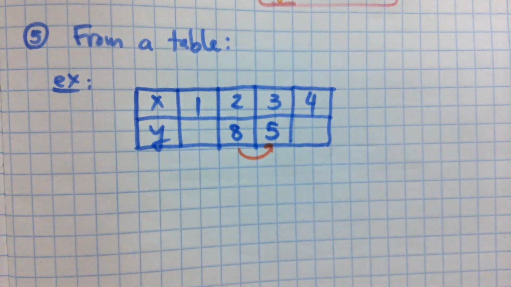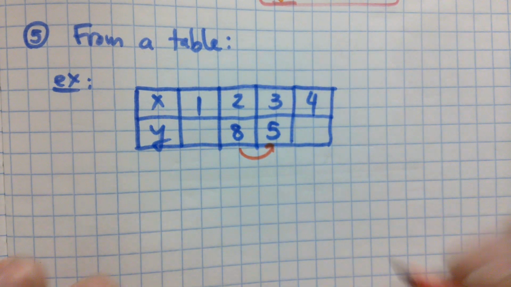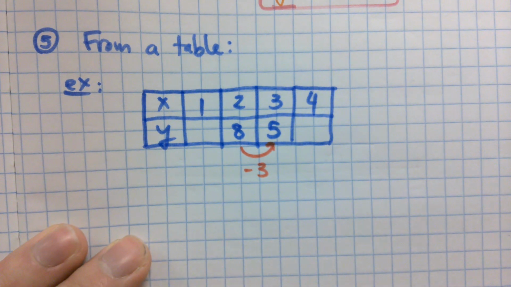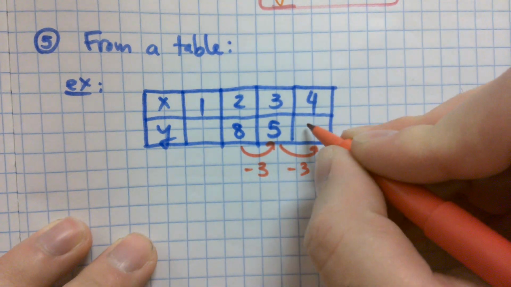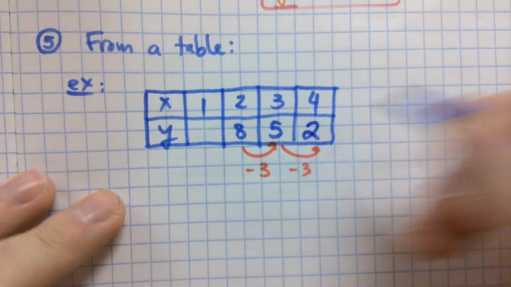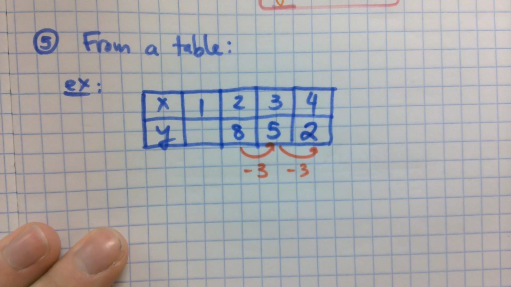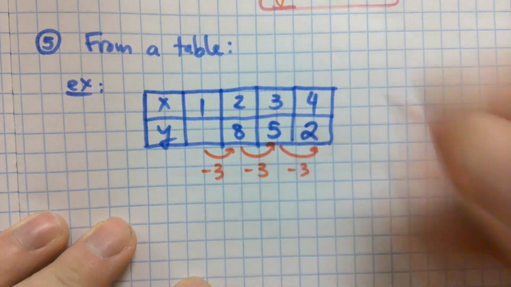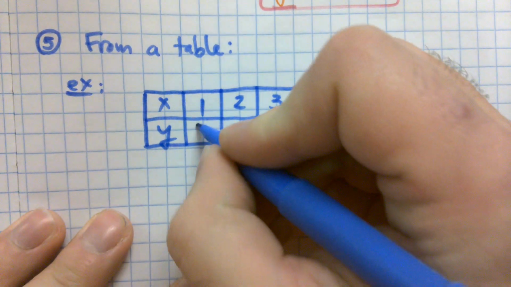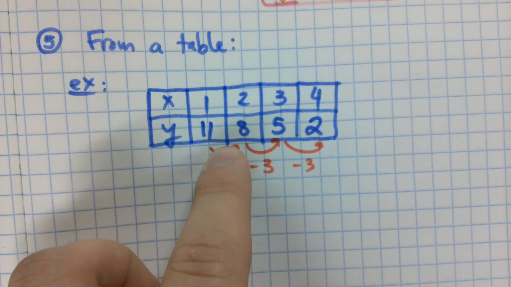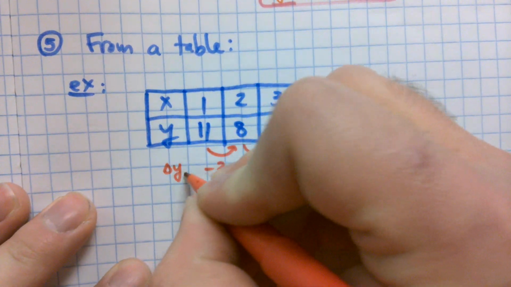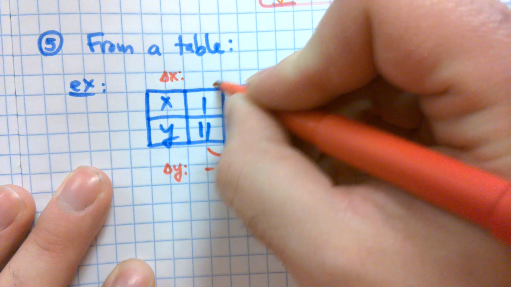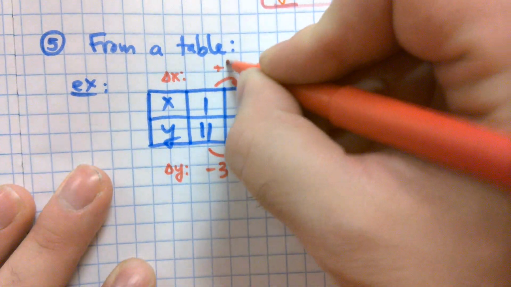How do we get from 8 to 5? Minus 3. So if we just follow this pattern, what's going to come after the 5? 2. What's got to come before that 8 if we subtract 3? 11, right? We're getting larger as we go to the left. 11 minus 3 is going to give us that 8. So we know that my change in y is negative 3. What's my change in x on the top? Plus 1.